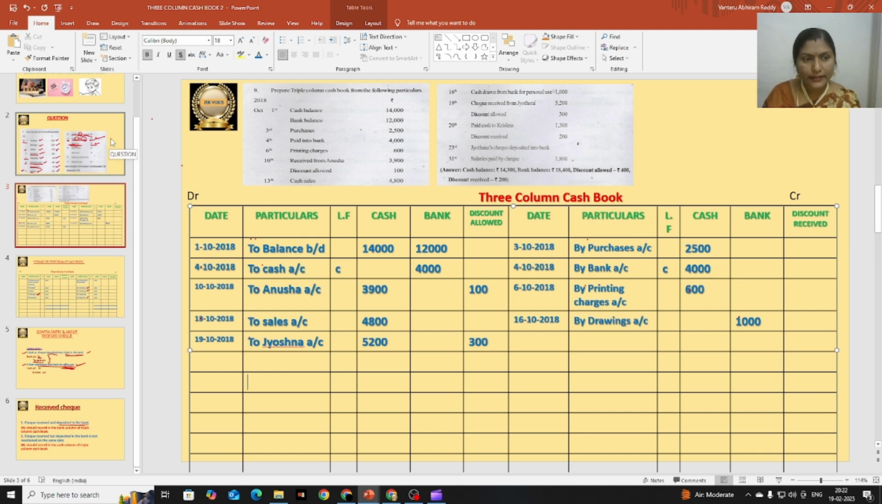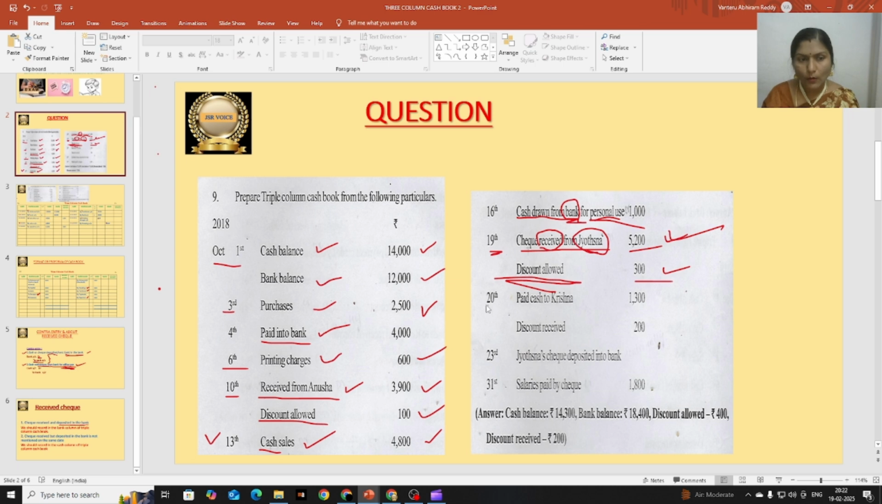Next, let us go to the next transaction. What is the next transaction? Day 20. Paid. Paid means payment. In case of payments, cash goes out, so this transaction is going to appear on the credit side. They are paying cash, so the amount will appear in the cash column.